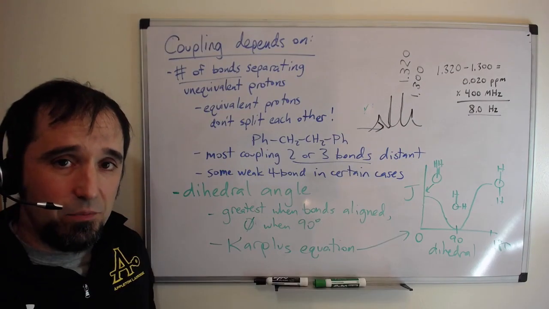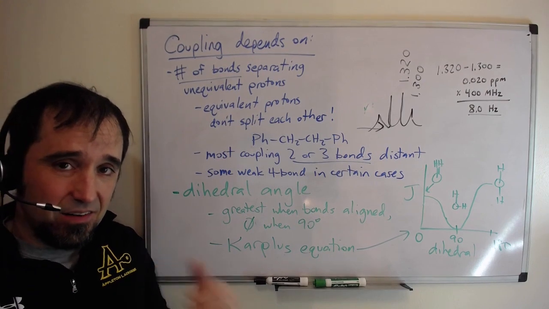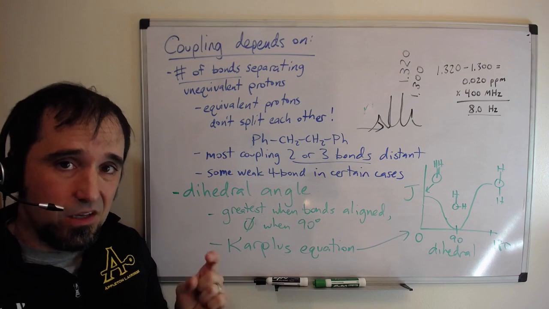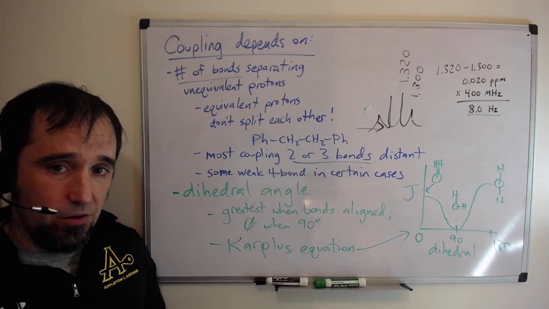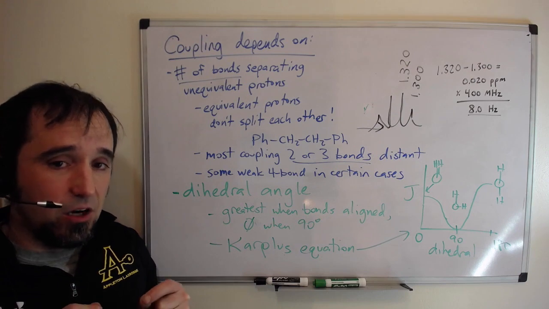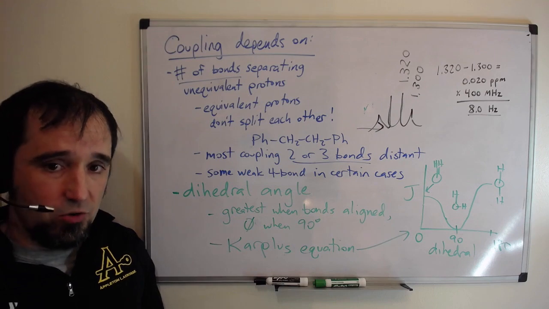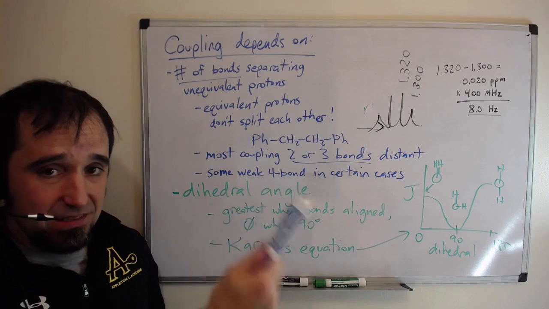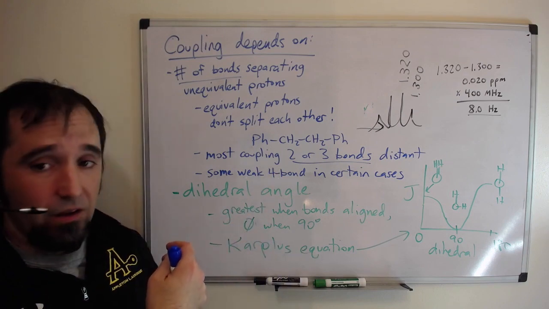So coupling can be big or small. What dictates coupling? Coupling depends on two different factors. The first factor is simply how close the atoms are to each other. In particular, we can talk about the number of bonds that separate these nonequivalent protons. As a reminder, if protons are equivalent, if they're the same by symmetry or because they rotate fast, we're not going to see any coupling there, right?